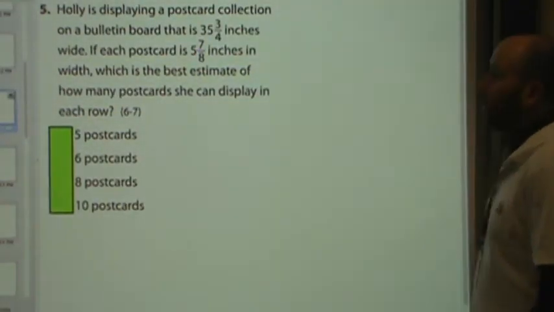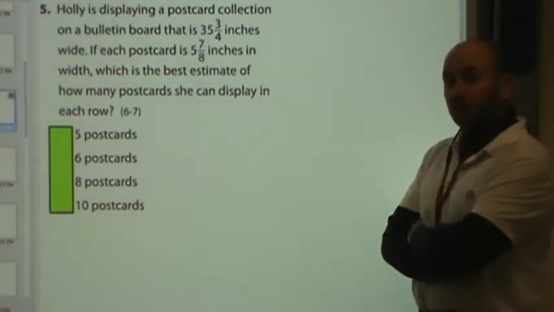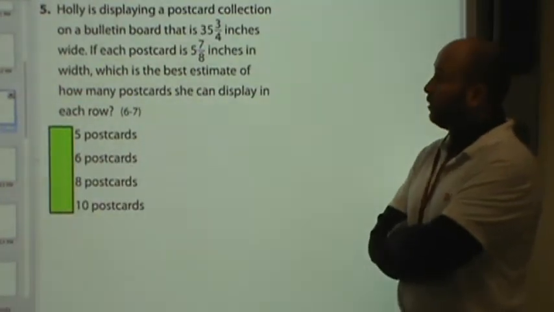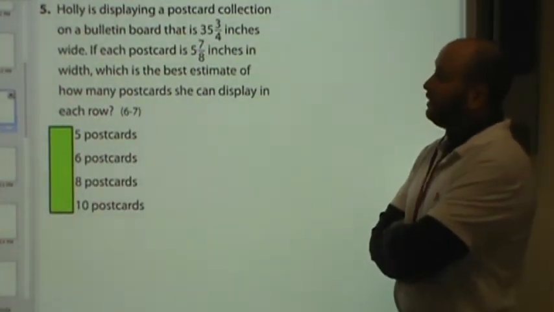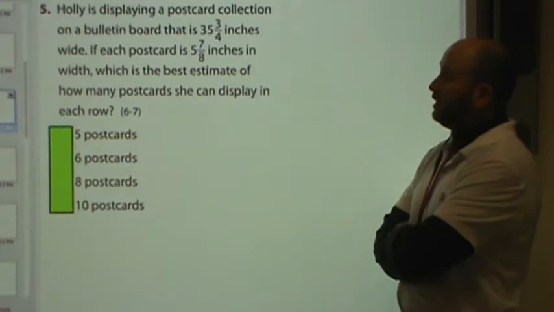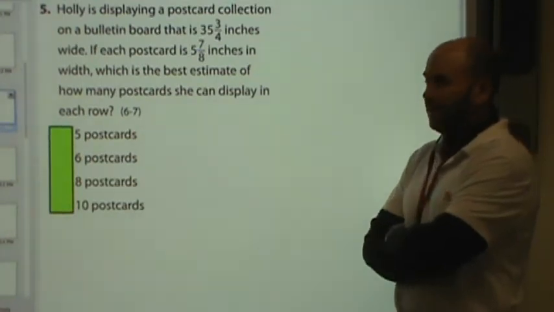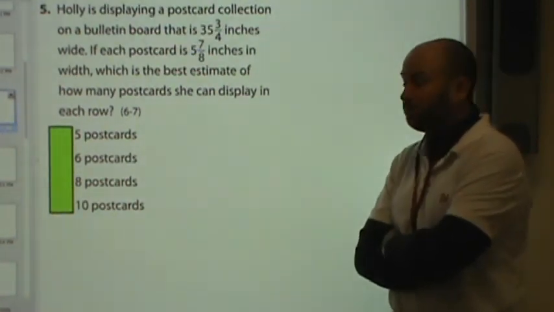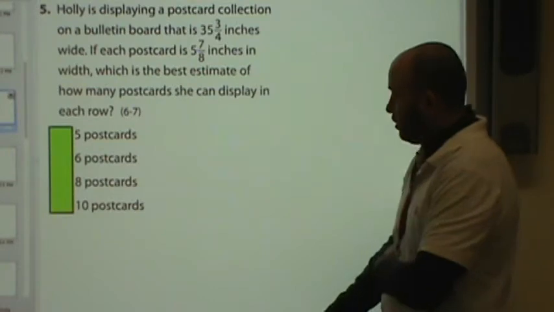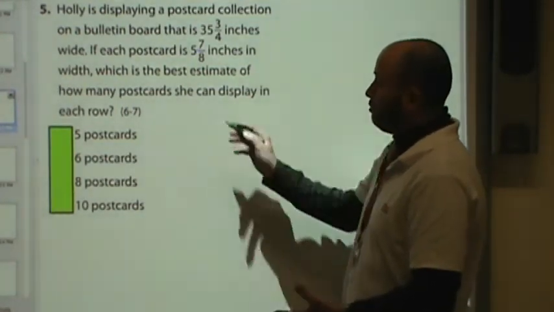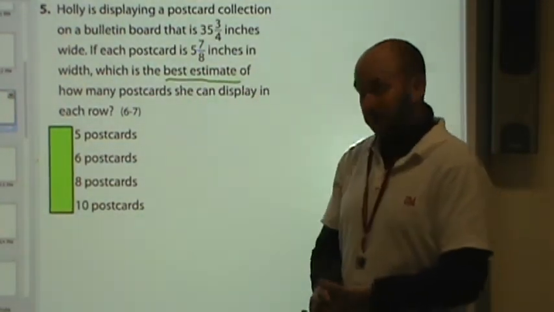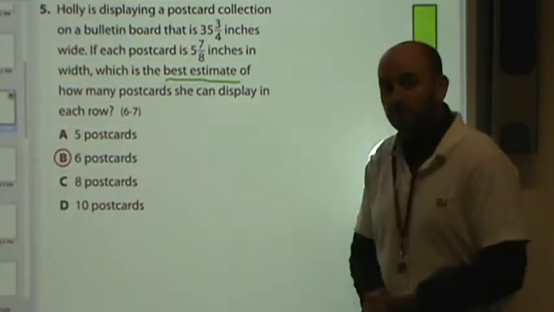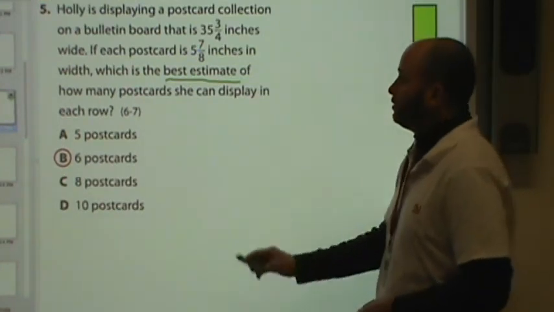Number 5. Holly is displaying a postcard collection on a bulletin board that is 35 3/4 inches wide. If each postcard is 5 7/8 inches in width, which is the best estimate of how many postcards she can display in each row? Well, in this situation, you have a division problem, but they want an estimate. The mathematicians are going to give you this answer of 6. This is how you come up with that answer.